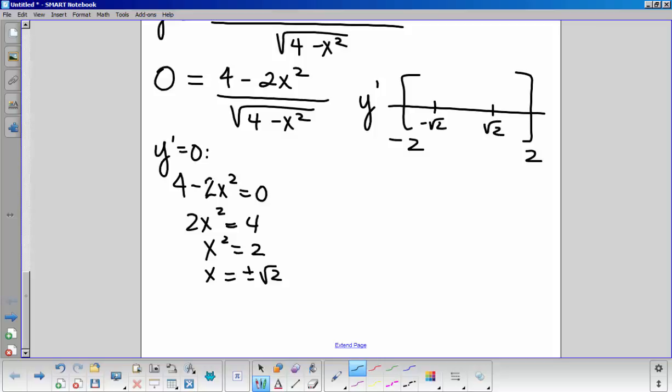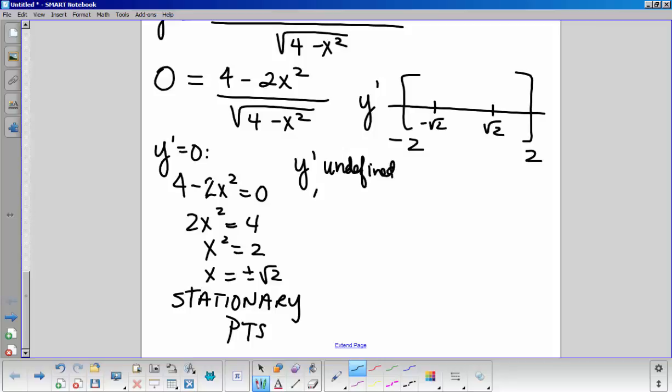And the denominator is going to be 0 when x is equal to 2 and negative 2. So they're already on here, right? So these are the stationary points. And then when y prime is undefined, that's going to be at x equals -2 and 2. These are the non-stationary, or not stationary.